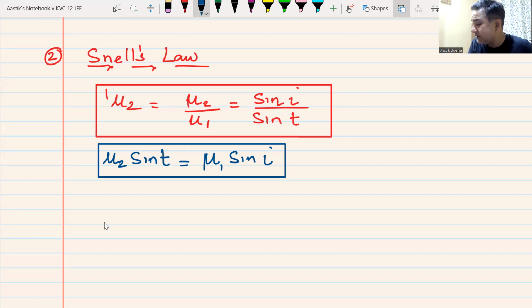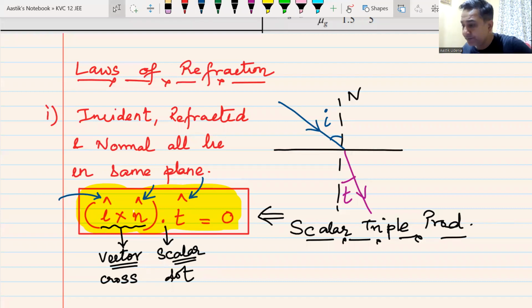Now, if you look at the diagram that I have drawn here, in this diagram, the blue ray is the incident ray. Do we see this?